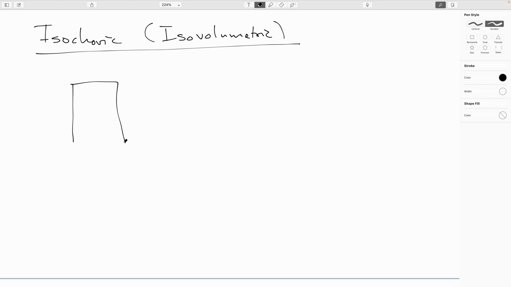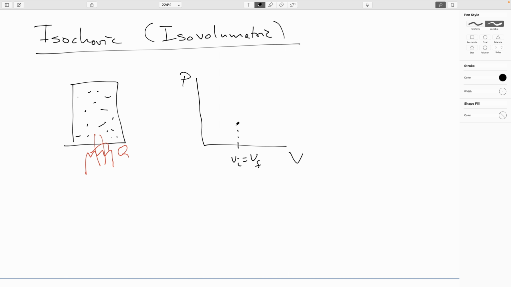So we could just imagine having a container here, and we go ahead and seal the container. We go ahead and light a Bunsen burner underneath it to help transfer some heat into the system. That's just going to serve to make the gas molecules inside the container more agitated. So the PV diagram for such a beast is going to look something like this, where the volume initial and final is the same.